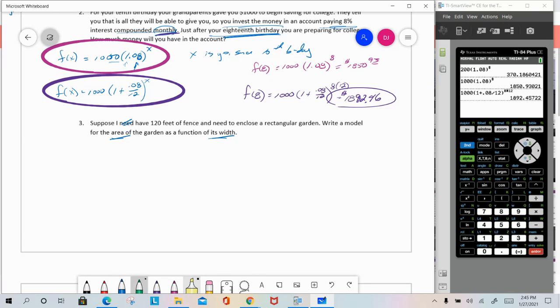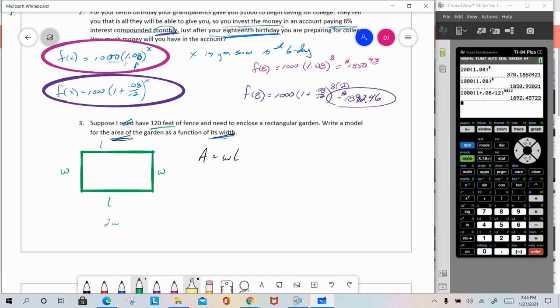So garden, let's make the garden green because they should be, right? So here's my garden. Let's say that this is the width of the garden and this is the length of the garden. We all know that area is width times length. Now I've written the area as a function of the width times the length, but this says to write the area as a function of its width only. Now we're also told we have 120 feet of fence. This length is W, and this is also W, so this is L.